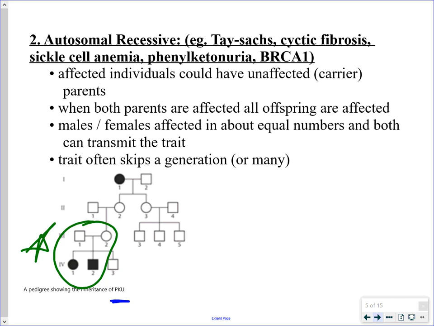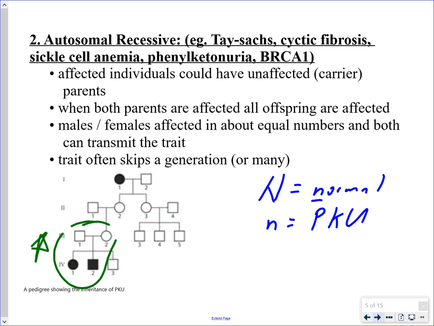So if it's autosomal recessive, again, we're using capital and lowercase letters, but in this case, the dominant version is going to be normal. So I'll use a capital N for normal. And the recessive version is going to be for the PKU, the phenylketonuria. So similar to what we did with the previous pedigree, we're just going to go through and assign as many or all of the letters that we can. All affected individuals in this case, they're going to have to be homozygous recessive. There are only 3 of them.